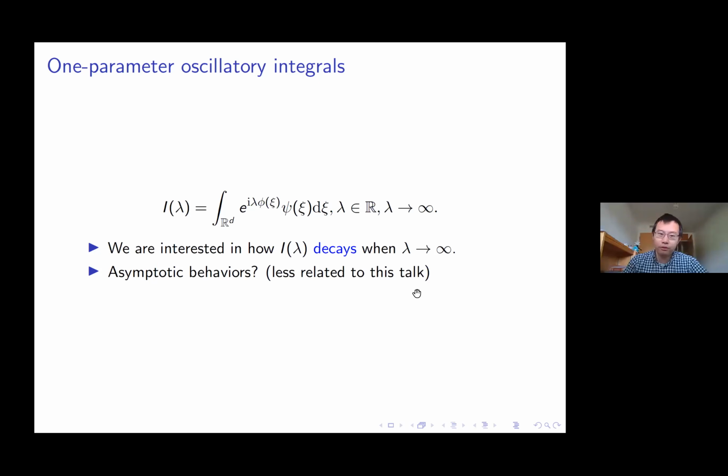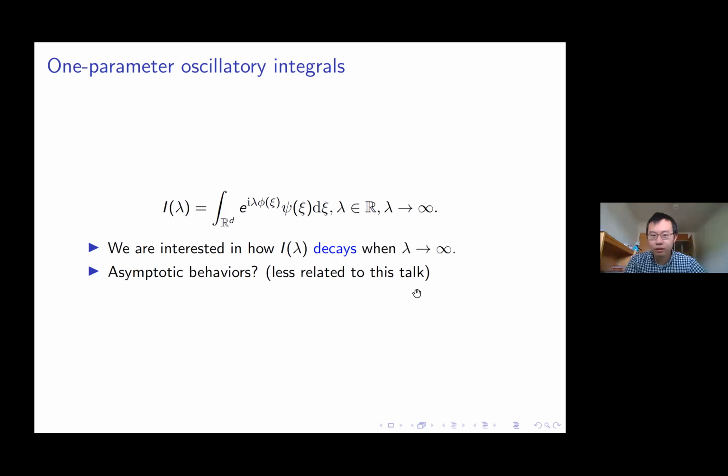There are two key questions people usually care about. The first is how I of lambda decays when lambda goes to infinity. You already saw a hint of that in the previous example, but there are richer phenomena. People also care about the asymptotic behaviors, but that will be less related to this talk. I also mention it a little bit in the following few slides.